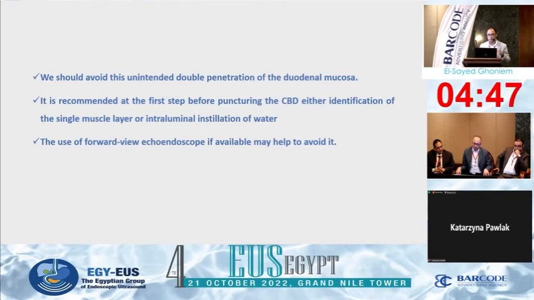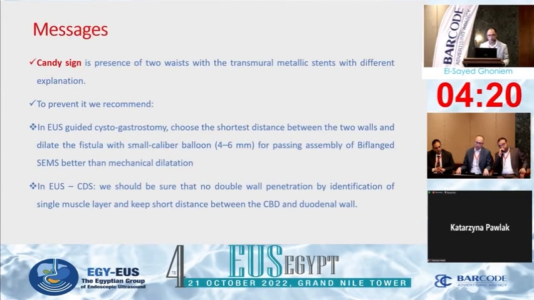We should be sure that there is one muscle layer. We can put water in the duodenum to avoid double penetration of the wall. And as Dr. Muaz said, the most important thing is to use a forward view echo endoscope to avoid this complication.